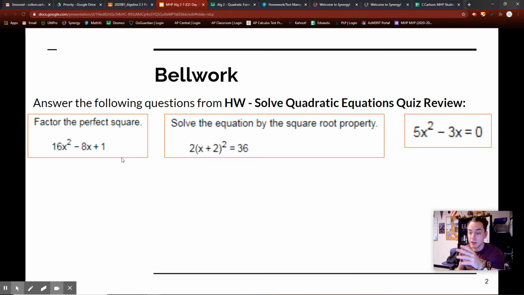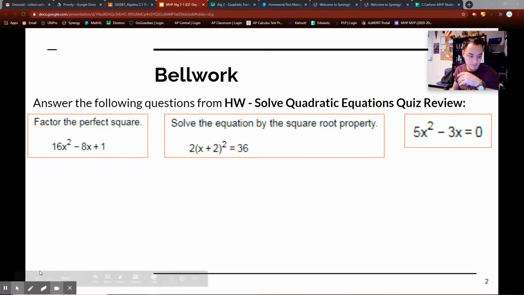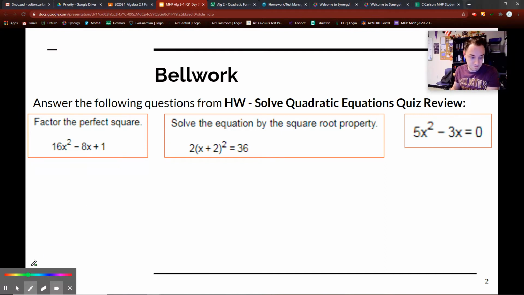Okay, so these are the questions. Make sure you have them down so you can review them. Let's go to town. This first one, factor the perfect square. The reason why it's a perfect square is because this is 16x squared and this is 1. And 16, x squared, and 1 are perfect squares, meaning I can square root both of them.